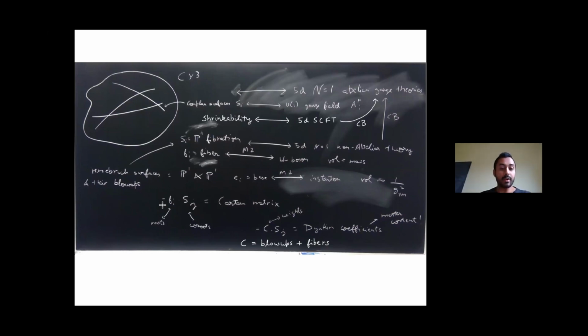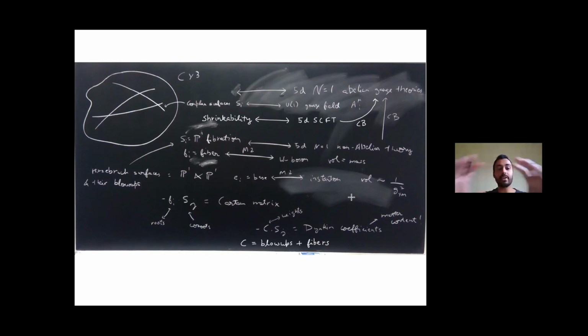Now, how do you add matter to this setup? Which you can probably guess now, because some complex curves inside this geometry are the roots. Some other complex curves inside this geometry should act as weights of the representations in which the matter is transforming. And you need to have blowups to produce matter content. So you take some general curve C, which is some linear combination of blowups and fibers. Then if you look at minus C dot S_j, this produces Dynkin coefficients for you for the representation in which the matter content is transforming.